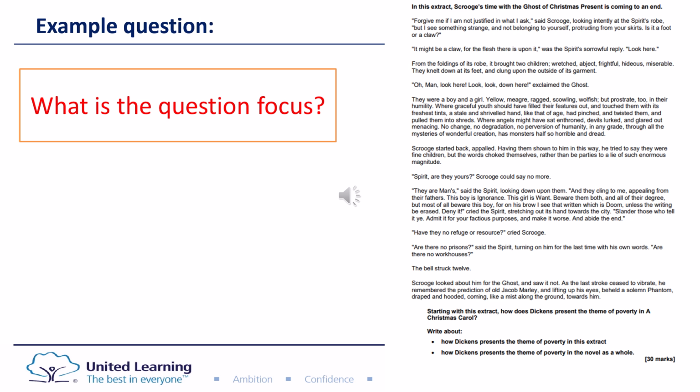I just want you to pause and have a think about what exactly this question is asking us to focus on. So what you should have identified if you look at the top is this is something that the Ghost of Christmas Present took Scrooge to see. Therefore, this is from Stave 3 of A Christmas Carol, so it is very much the middle of the text, and the focus of the question is the theme of poverty.